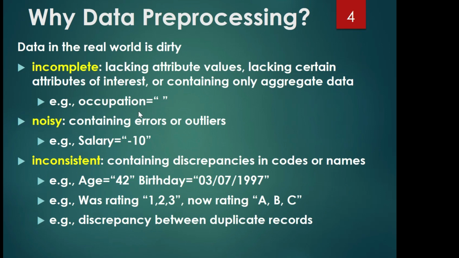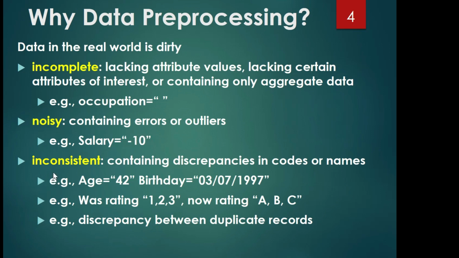For example, occupation. See here, occupation. I haven't given any value here, so that is incomplete information provided about occupation. Next, noisy data. Noisy data consists of errors or outliers. For example, the salary is equal to -10. It is actually error data.